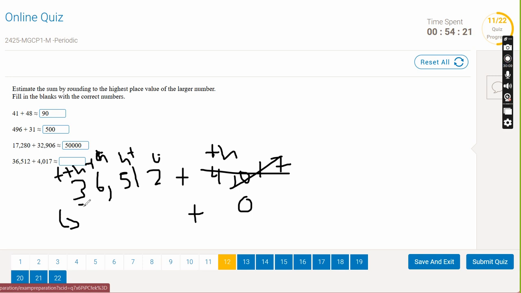Let's see where it rounds. We look at the number beside it. It's 5 or more than 5. So what does that become? We add 1. So 4, 0, 0, 0, 0, 40,000.